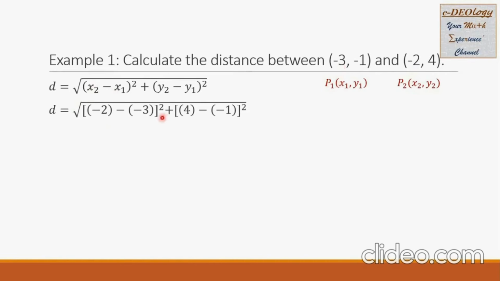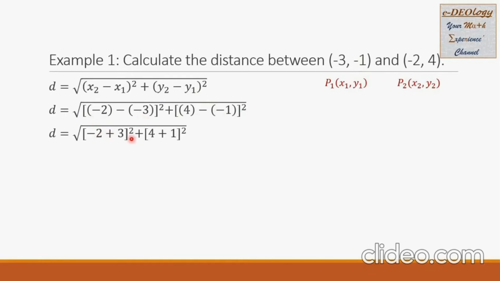This group is now squared, and then plus the y sub 2 is +4, then minus y sub 1 is -1. This group is squared. Then let us simplify further. Let us remove the grouping symbol for the x and y's. So the -2 here is without the parenthesis. Then the minus and the negative becomes +3.